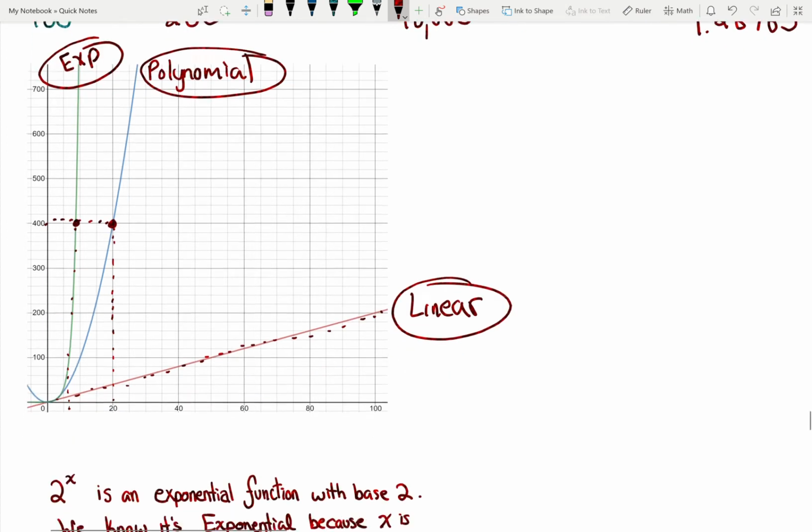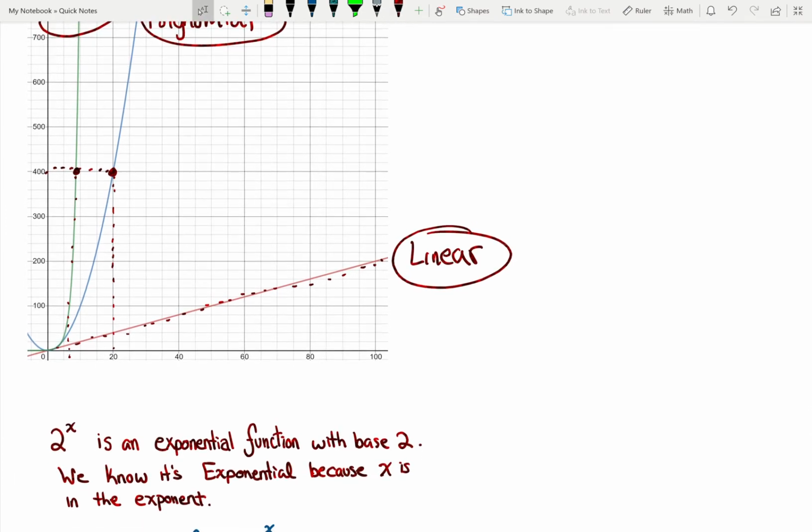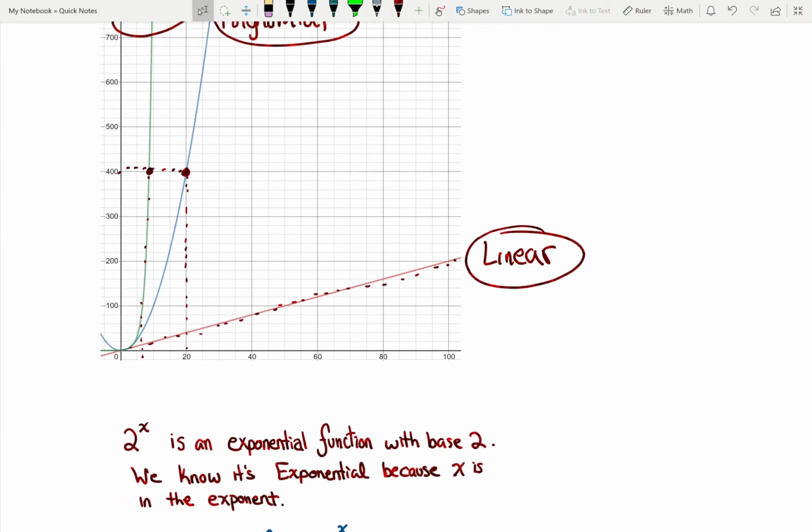All right, so moving on. We're looking again at 2 to the x. 2 to the x is an exponential function with base 2. We know it's exponential because x is in the exponent. Anytime you have an x in the exponent, the function is growing exponentially. Its y values are going to start spitting out really large numbers for rather small values of x.